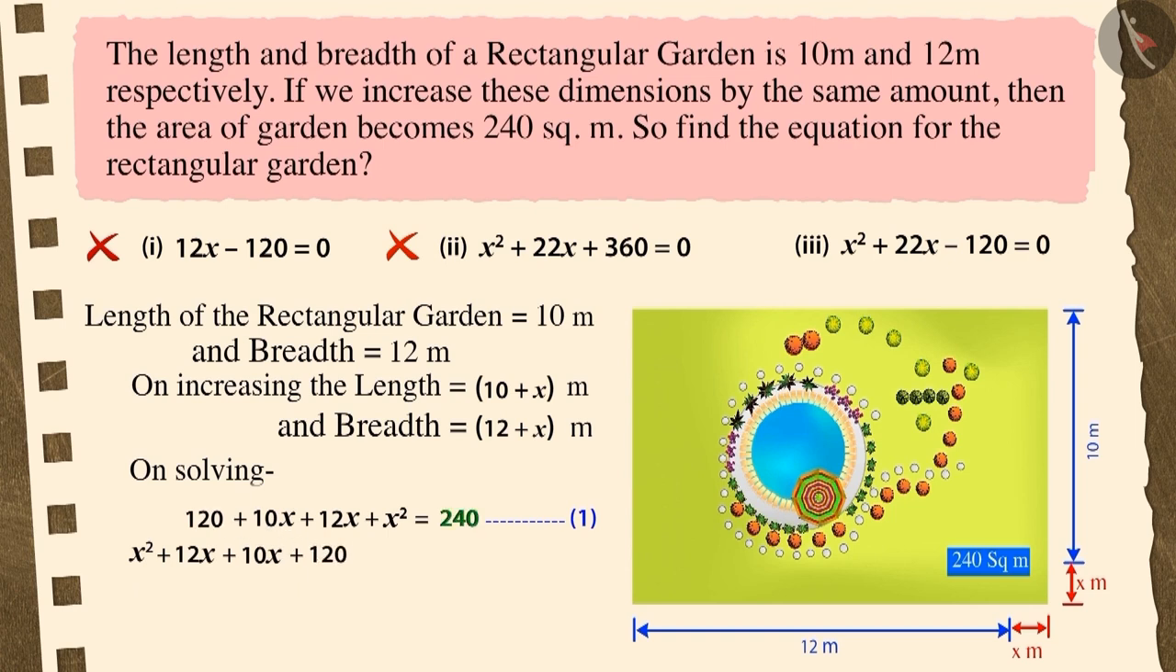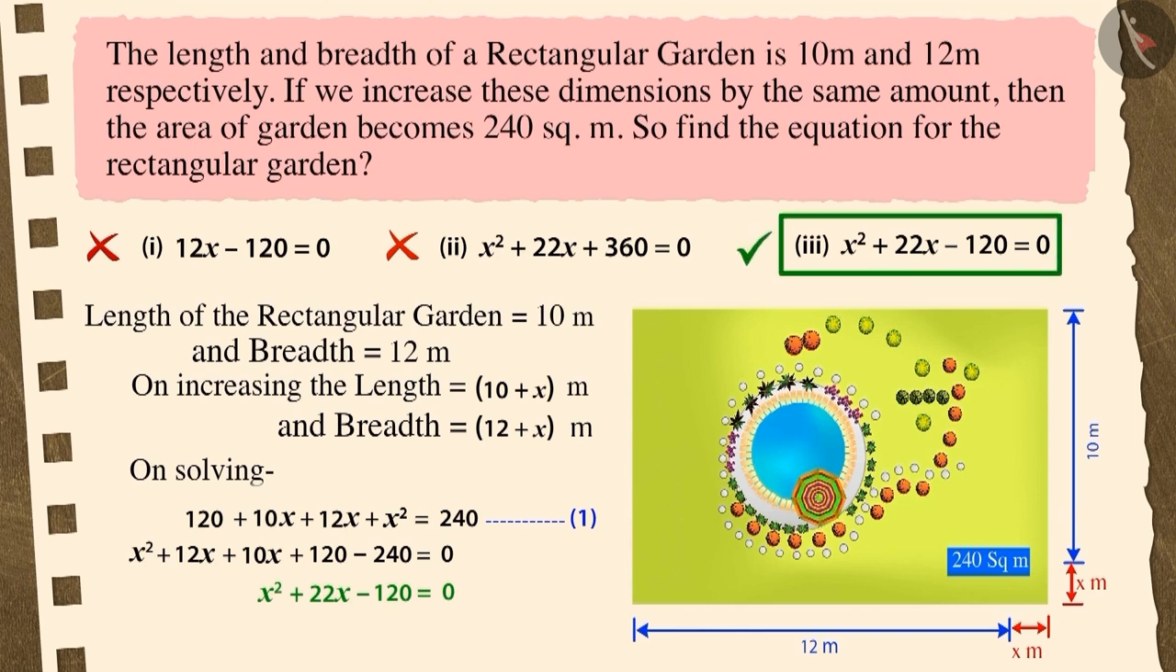Transpose 240 in the RHS of the equation to the LHS and change its sign to solve it further. We get x^2 + 22x - 120 = 0. This is the equation of the rectangular garden. Hence, option 3 is correct.